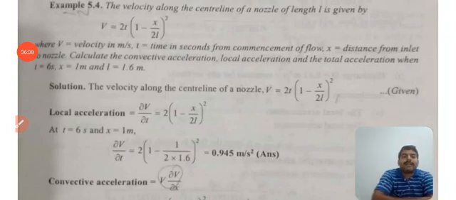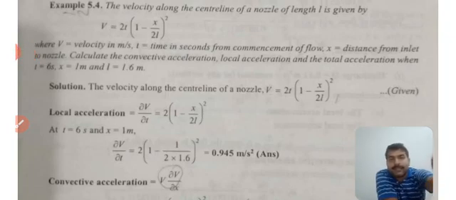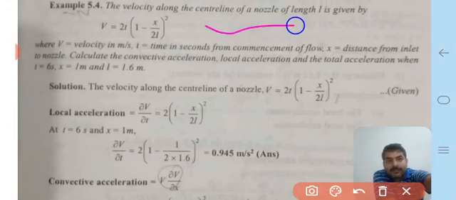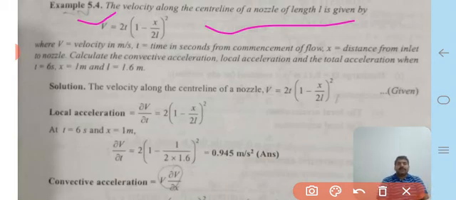Now again, solving the next example. Here we see in that example that the velocity v is given by the equation v equal to 2t multiplied by (1 minus x upon 2L). The velocity along the centerline of a nozzle of length L is given by this, where L is the length of the nozzle. Don't be confused.